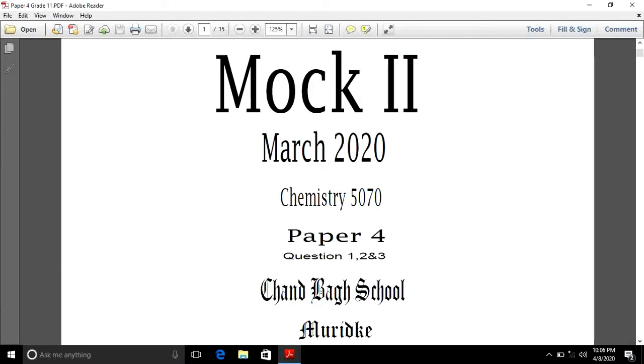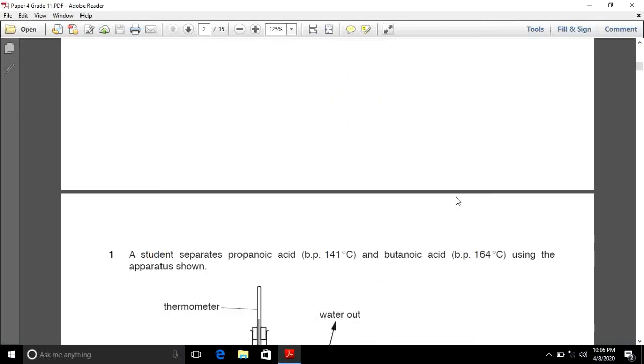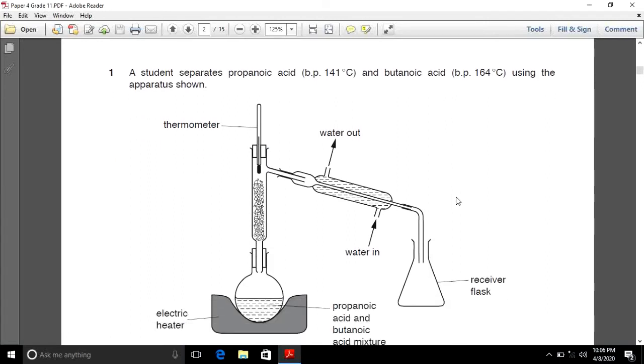Dear students, in this session we will discuss paper 4 of your mock 2 exams held in March 2020. Let's start with question number 1. Question number 1 is about the distillation process.